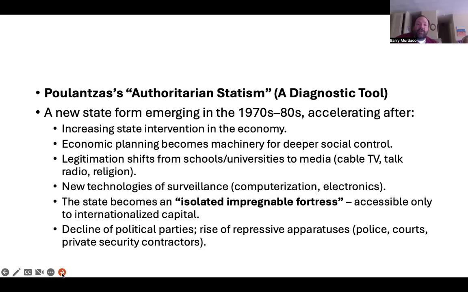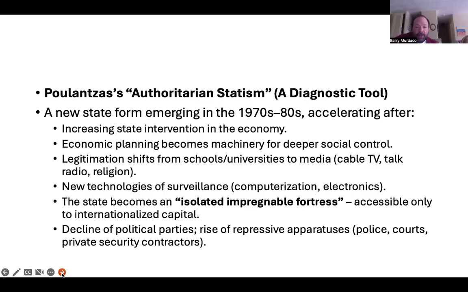What is this idea of authoritarian statism, though? I think it's an interesting term. A new state form emerging in the 1970s and 80s, accelerating after increasing state intervention in the economy. Economic planning becomes machinery for deeper social control. Legitimation shifts from schools and universities to media. New technologies of surveillance. The state becomes an isolated, impregnable fortress, accessible only to internationalized capital.